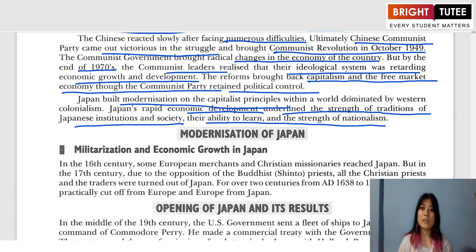So this particular chapter will help us understand how Japan in one case and China in another case went through a series of events over the two centuries, 19th and 20th centuries, to come out as a powerful modern nation state. Okay, so the first country that we are going to look at is that of Japan.